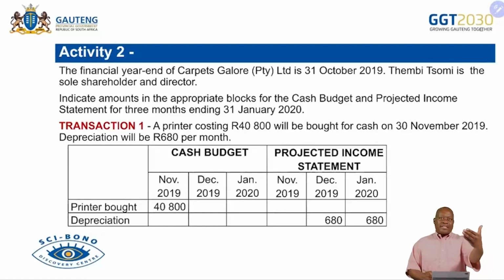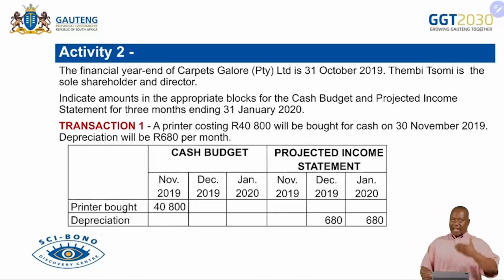But there is also depreciation coming. Is depreciation going to affect our cash budget? Never. It's a non-cash item. Is it going to affect our projected income statement? The question is, is it an income item or is it an expense item? And the answer, it is an expense item. Because of that, it affects our projected income statement.